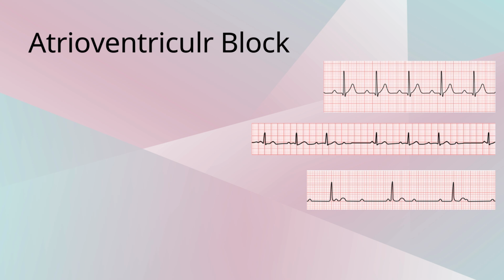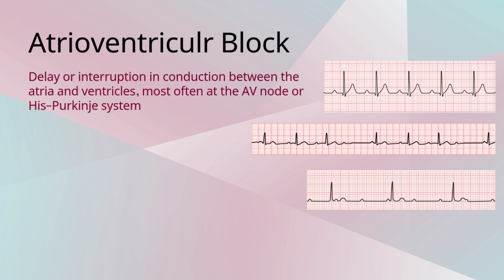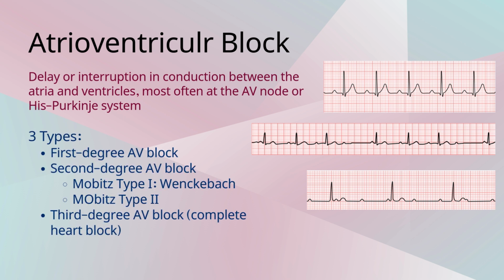All right, next on our list is atrioventricular or AV blocks. These occur when conduction from the atria to the ventricles is slowed down or completely blocked. There are several types you need to be able to recognize, including first degree, second degree, of which there are 2 variations, Mobitz I and Mobitz II, and third degree or complete block.